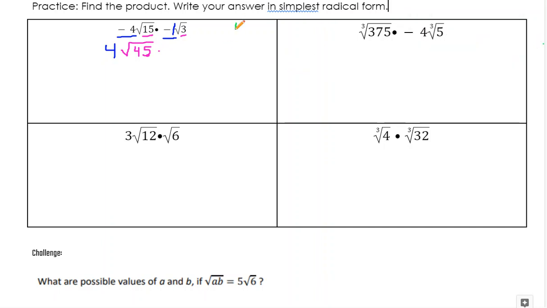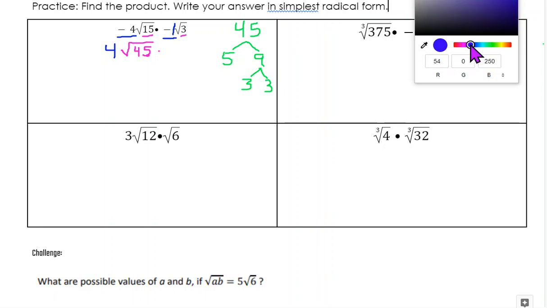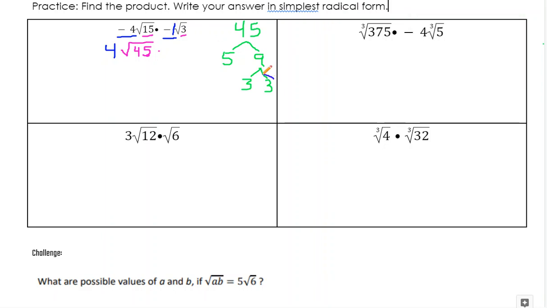I got to write my factor tree. 45. What times what gives me 45? Well, I know 5 times 9 gives me 45. And then 9 I can break down into 3 times 3. Well, since this is a square root, I just need a group of 2 to pull out. And I have a group of 2 3s I can pull out from underneath my radical.